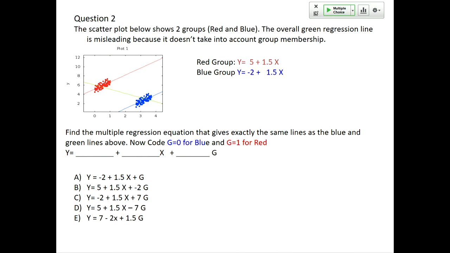Now, it's exactly the same question, but I switched the coding. So what if G was equal to 0 for blue and G equals 1 for red? I just switched that on you, and you want to get those. Now, which one are you going to choose?